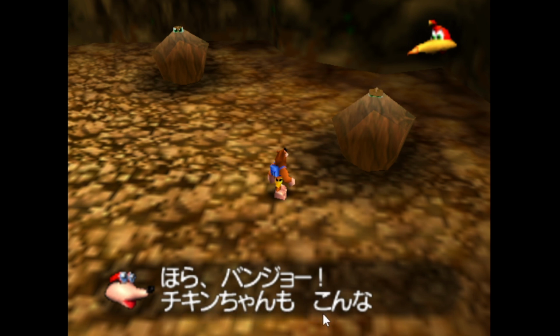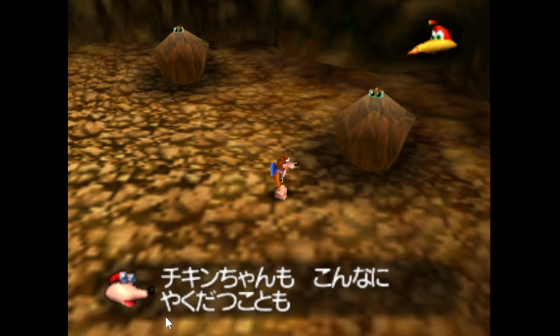Chicken chan mo konna ni yakudatsu koto mo aru desu. So Chicken Chan, obviously referring to Kazooie. Even, I guess, is this. Even Chicken Chan, or Chicken Chan also. This much. Yakudatsu koto mo arun desu. Yakudatsu is to have a role, to stand up, to be helpful, to stand to one's role, which is very literal, but just to be helpful is probably the best translation.